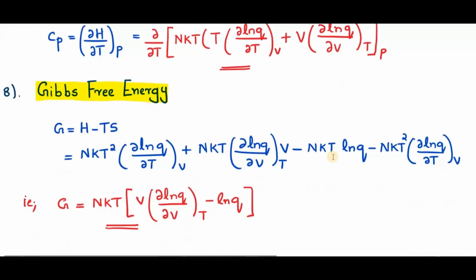Now the last is the Gibbs free energy, which is defined as G equals H minus TS. So merely substituting the values for enthalpy and entropy, we get G equals NkT into V dou log q by dou V at constant T minus log q. So in this way, we can express any thermodynamic property in terms of partition function.